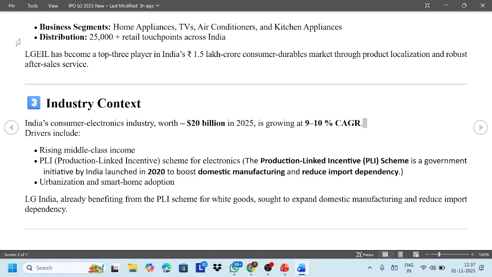IPO details. IPO open date was in October 25. Issue size 11,600 crores with a fresh issue plus offer for sale. Face value rupees 10 per share. Price band 720 to 780 per share. Listing exchange NSE and BSE. Lead managers were Kotak Mahindra Capital, Morgan Stanley, and JM Financial. Post listing valuation 60,000 to 65,000 crore rupees. Issue composition 60% fresh issue, 40% offer for sale.